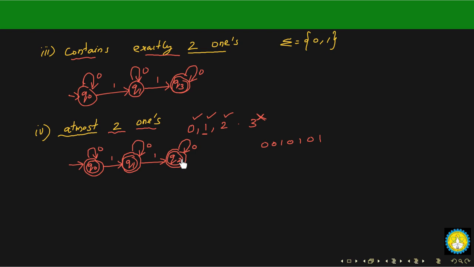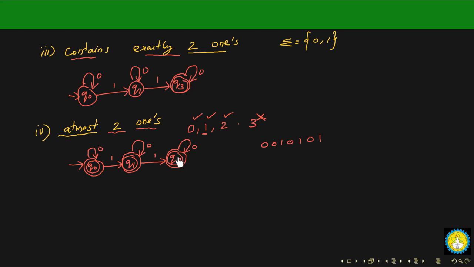So this string will not be accepted, right? Because it contains 3 1s, and from Q2 I don't know. If I'm getting a 1, I don't know where to go. So if such a situation occurs, we have already seen that if you don't know where to go, it is a dead state. You are at a dead state, right?